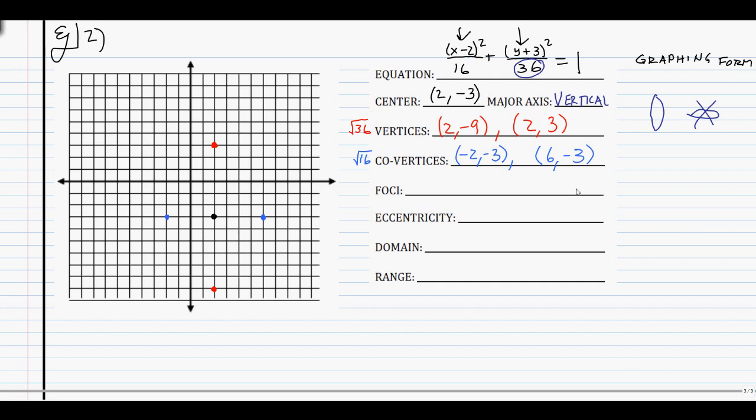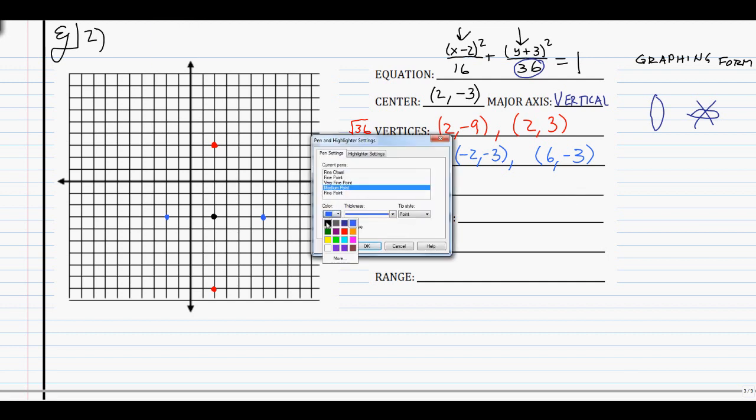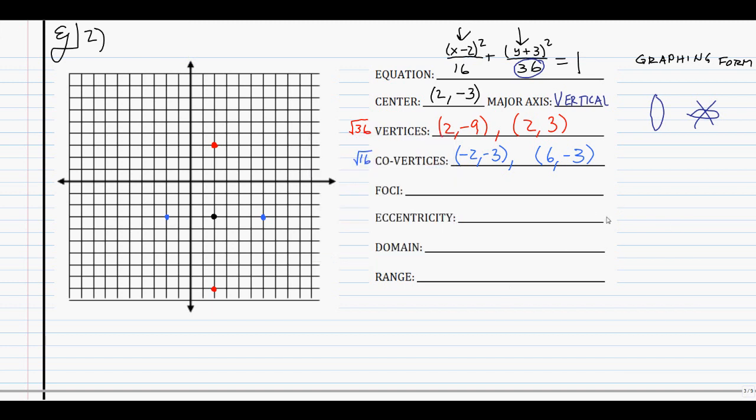And so there we go. We've got our vertices and our co-vertices. Now something you might ask yourself as you look at this would be, well, where could I see those co-vertices and vertices without actually looking at the graph? And what I might tell you is you might notice that there's some similarities here.